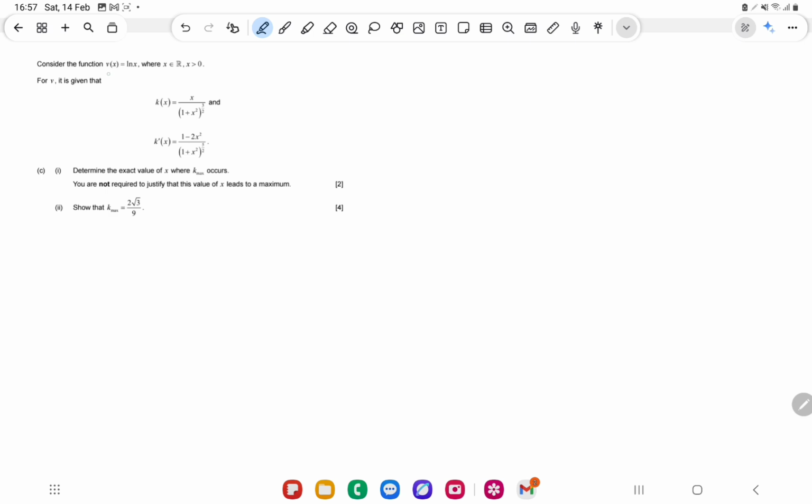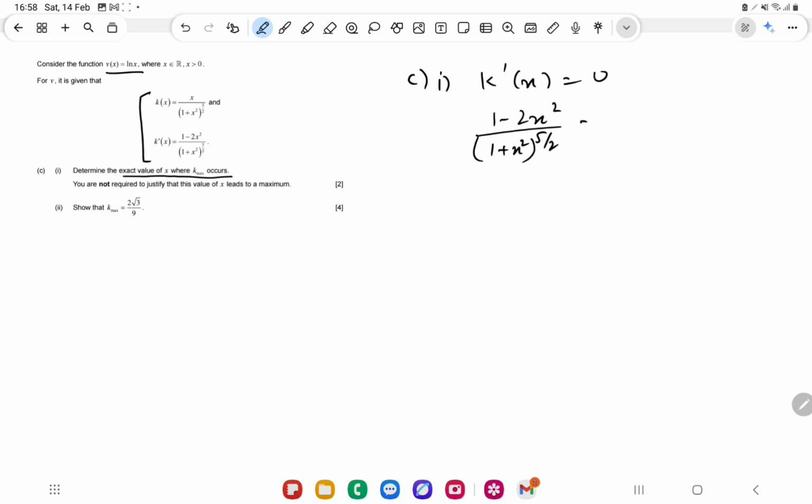Now we have to consider the function v(x) as ln x, and for v it is given as again 2k(x) and the derivative. Again we have to determine the exact value of x where k max occurs. So k max occurs means we have to set k dash x equal to 0. When I put k dash x equal to 0, my denominator goes to the right hand side and becomes 0. So x square is 1 by 2, which means x is 1 by root 2. So 1 by root 2 is the answer.